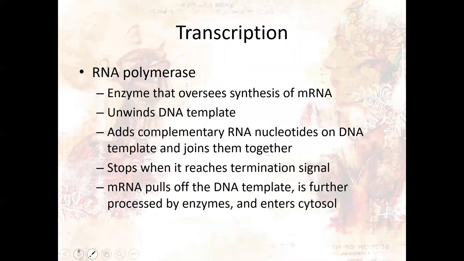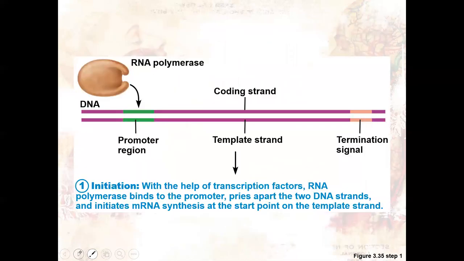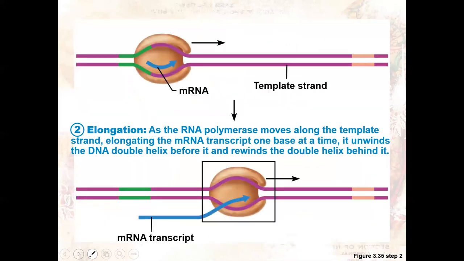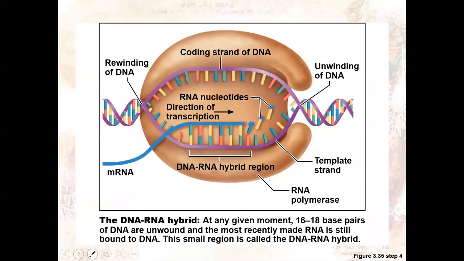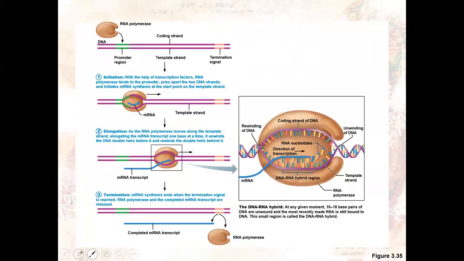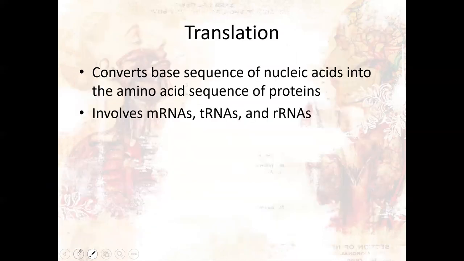We get RNA polymerase, I'm not worried about this. Messenger RNA. So there's RNA transcription, whatever. There you go. Translation takes that code and translates it into a protein.